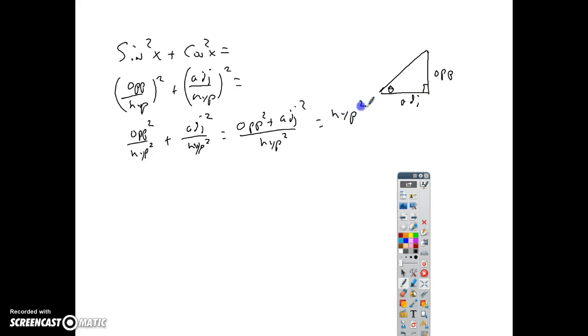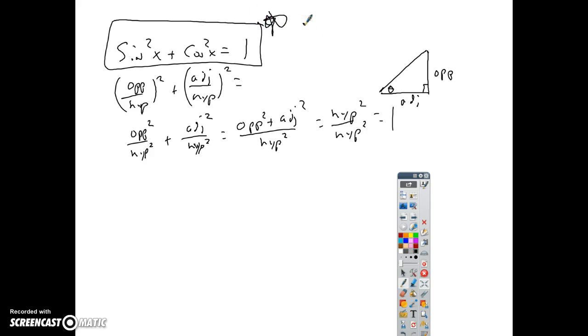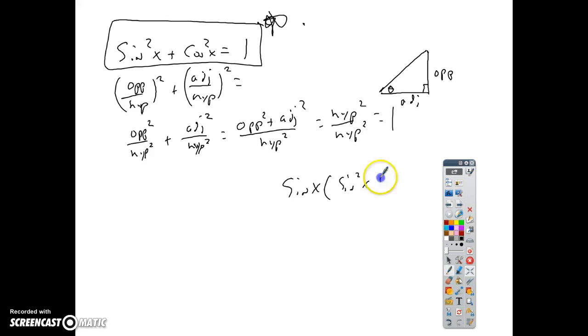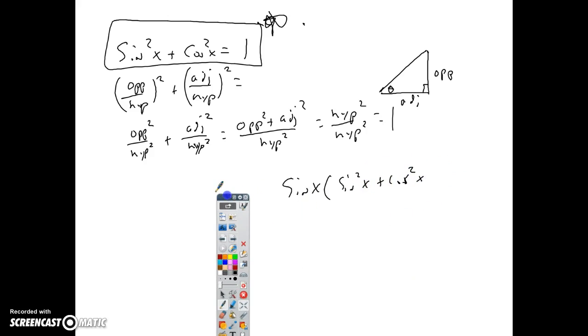Which means I have hypotenuse squared over hypotenuse squared, which is what? 1. So sine squared plus cosine squared is 1. If you don't remember this, you're going to be doing sine to the 4th times sine to the 6th, and I'll be like, what are you doing over there? You'll do things like sine x times sine squared x plus cosine squared x equals 1, and you'll be distributing. I'm so confused. This is 1. So look how much better your life would be.